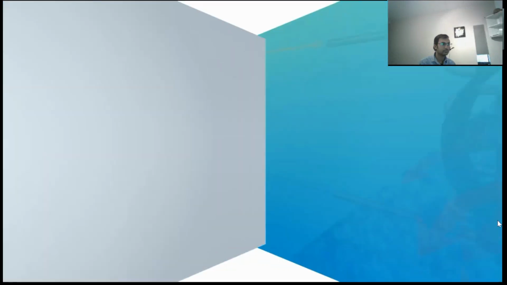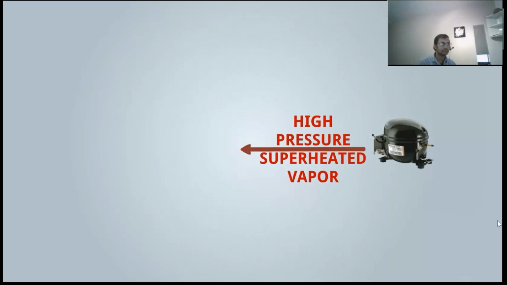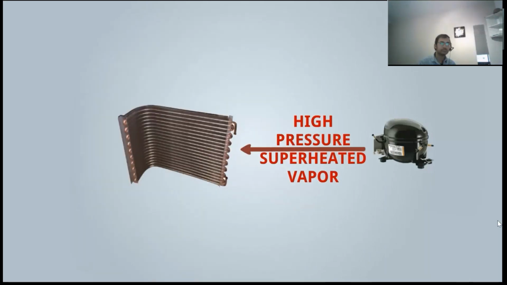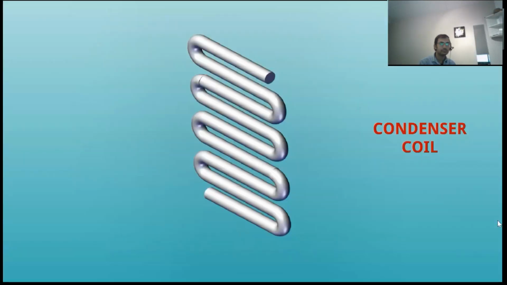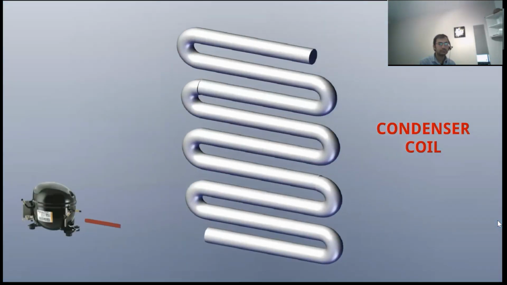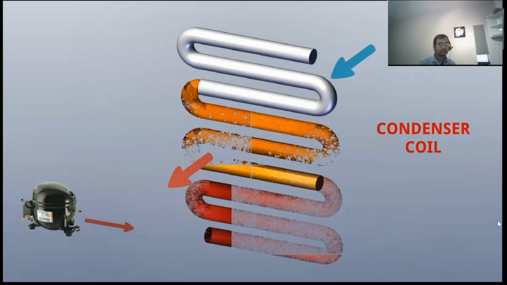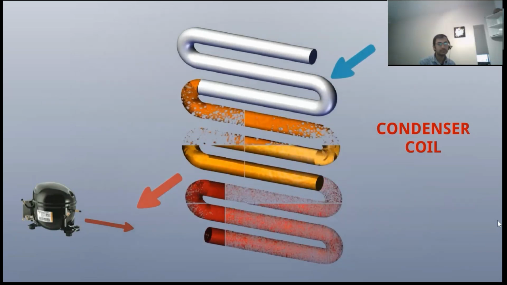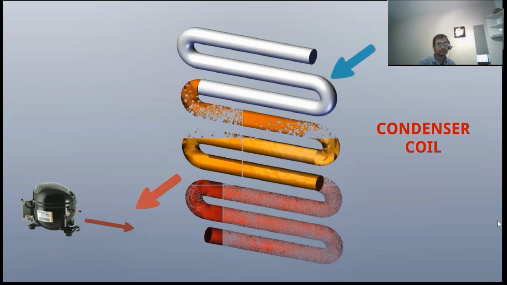The compressor provides high pressure superheated vapor and it goes to the condenser, so we have to remove the heat. Let's see how it works. This is basically a heat exchanger coil. High pressure superheated vapor enters the condenser coil, and due to the airflow through this coil, its temperature is gradually reduced. The reduction of temperature makes the superheated refrigerant vapor into saturated vapor.